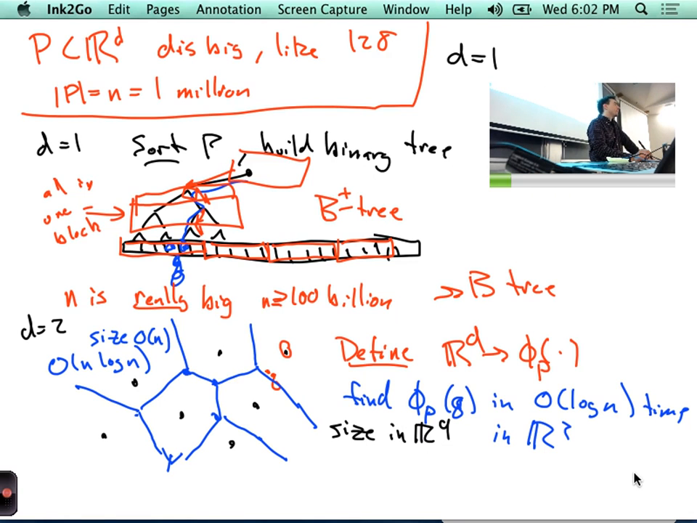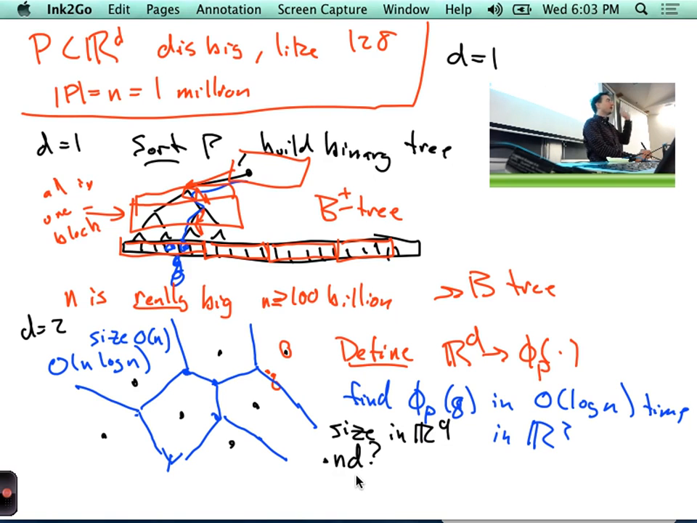Does anyone have a guess? N times the number of dimensions. So size of n times d. If it was this, it'd be pretty good. Just storing the point set takes this much space, right? Because every point has d coordinates. So doing this would be great.